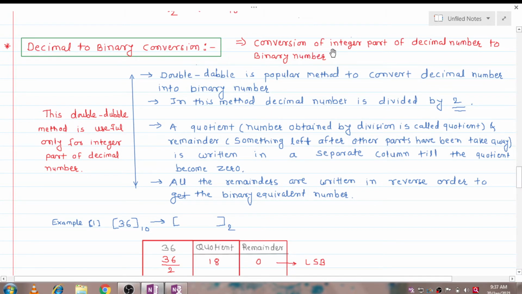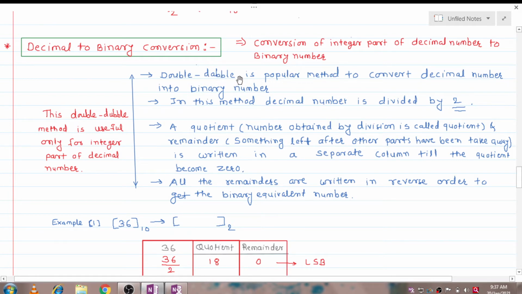So, conversion of the integer part of a decimal number to a binary number. Here there are two methods, one for the integer part and one for the fraction part. First we will discuss the integer part, the conversion of the integer part of a decimal number into a binary number.